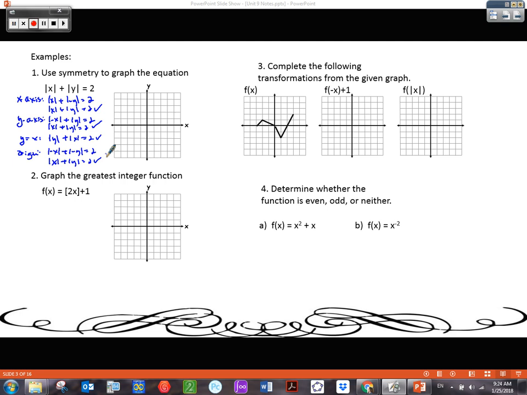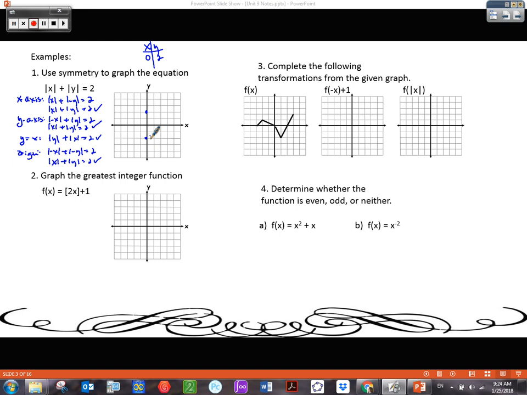So I'm really not going to have to plot that many points because I'm just going to pick a point and then do all that symmetry to it. I started with what happens when x is 0, then y is 2. So I plotted that point 0, 2. And then I'm going to do all the symmetry. So let's do the x-axis symmetry. If it has x-axis symmetry, that means it reflects over the x-axis, so I know there's a point right here.